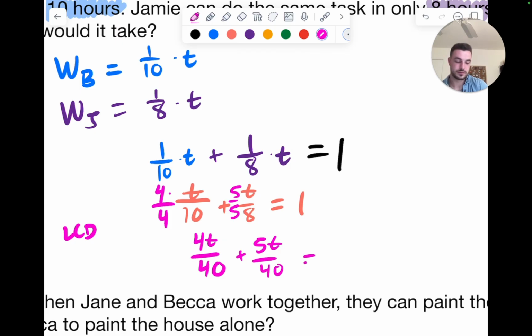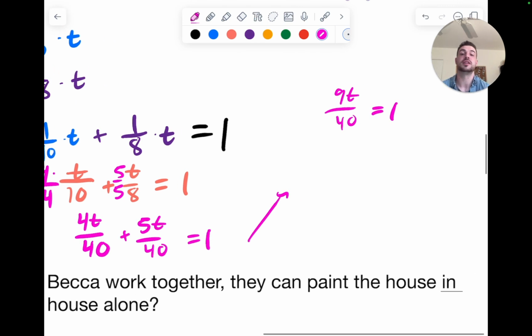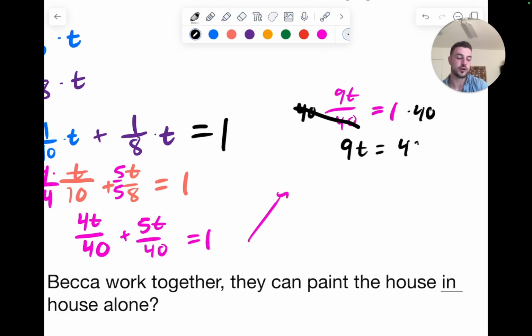5t/40. All right, now because their denominators are the same, we can add them together to get 9t/40 is equal to 1, and we can solve for the time that will make this true. So using our inverse operations, I'm going to multiply both sides by 40. We'll cancel my denominator. I get 9t equals 40, and then I'm going to divide by 9, and I get t equals, well, let's see if we can divide 40 by 9. It should be a little bit more than 4.